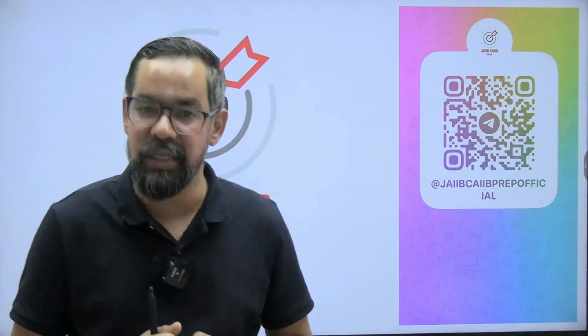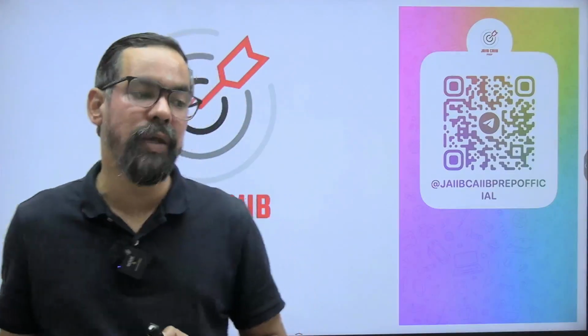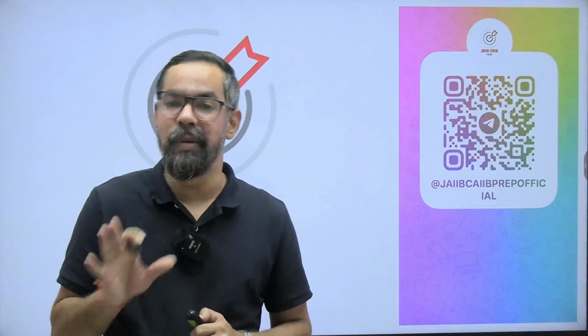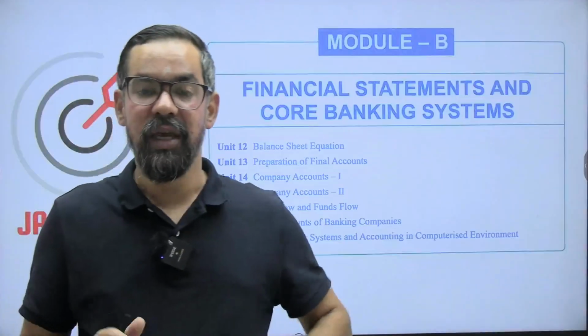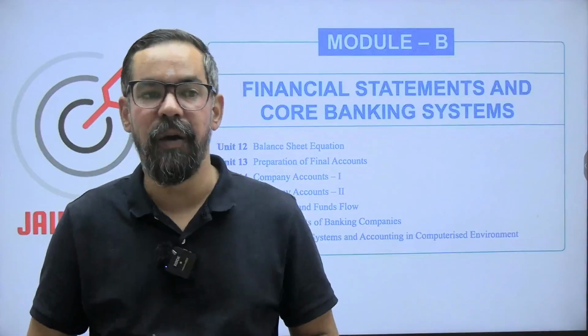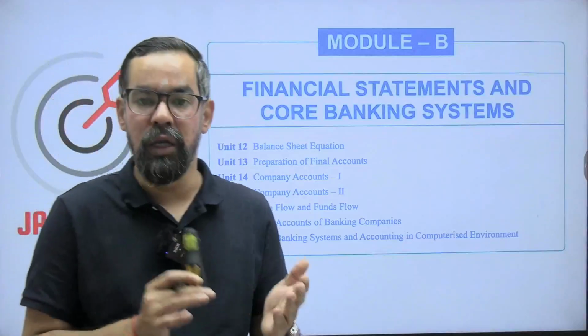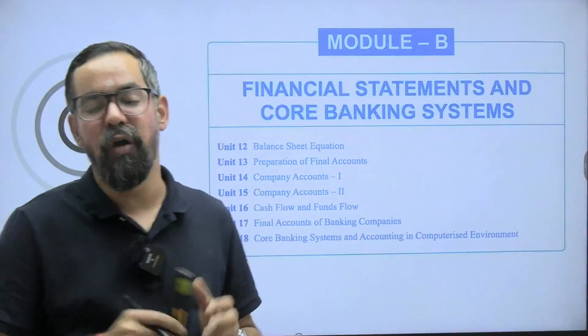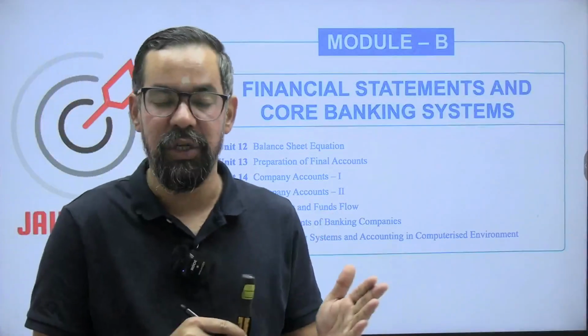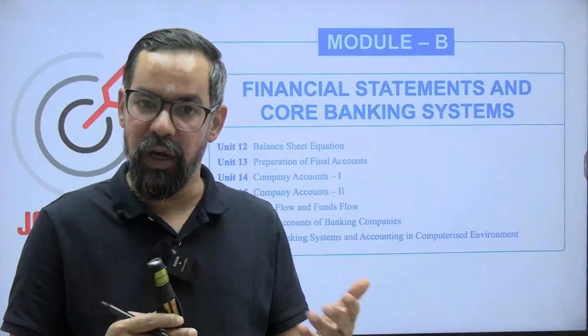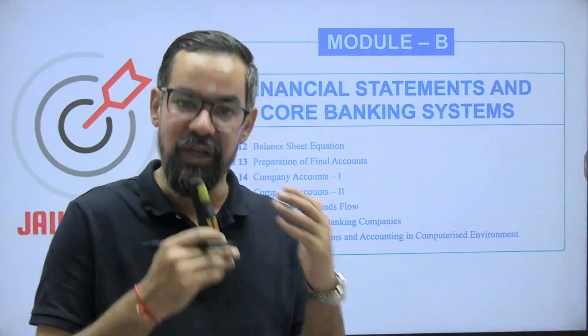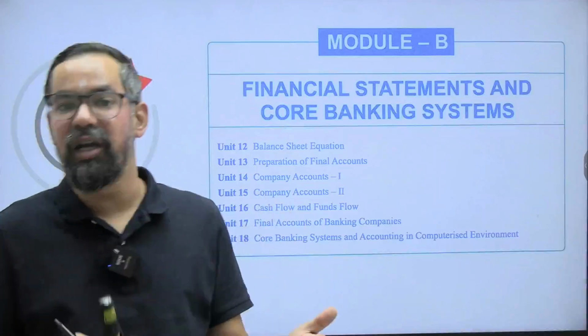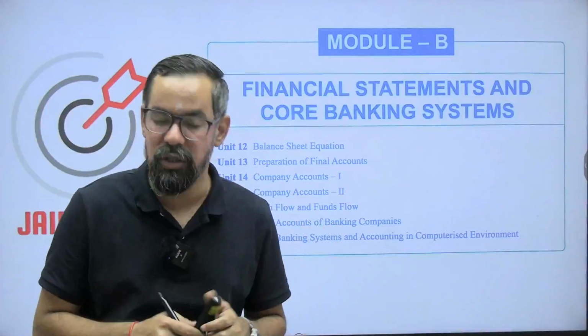So guys, in this particular session we are going to discuss unit number 13 from module B, the second unit from module B, which is all about the preparation of final accounts. Final accounts basically include your trading, profit and loss account and balance sheet. But to prepare the profit and loss account, we need to prepare trading accounts. And to prepare trading accounts, we need help from the trial balance also, right?